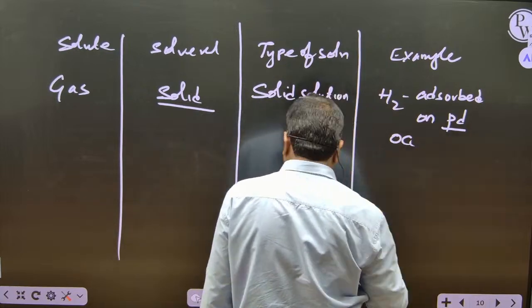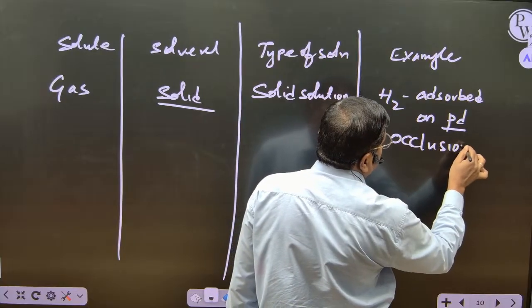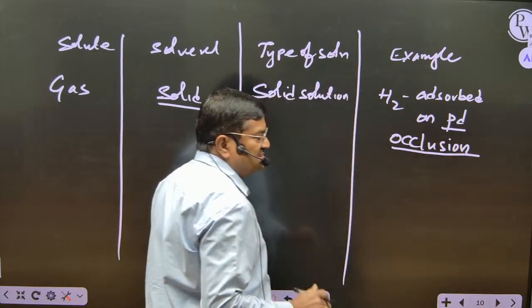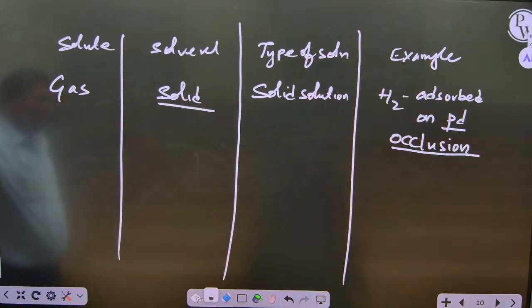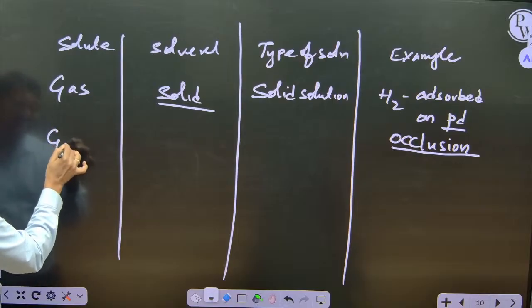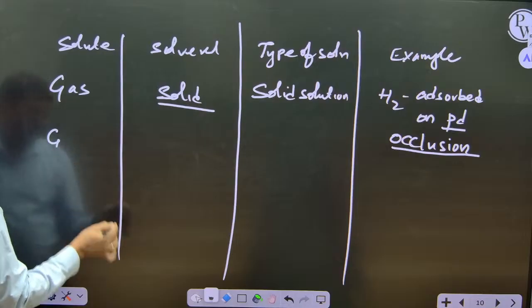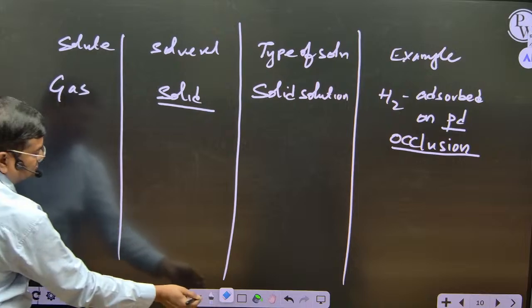What is the spelling? O-C-C-L-U. Occlusion. Adsorption means what? The hydrogen gas will reside only on the surface. So what is the example for gas dissolved in solid would have been asked. Example comes under hydrogen adsorbed on palladium. Now coming to next, liquid or gas in gas. What do we do? Now we take another example, liquid in solid.